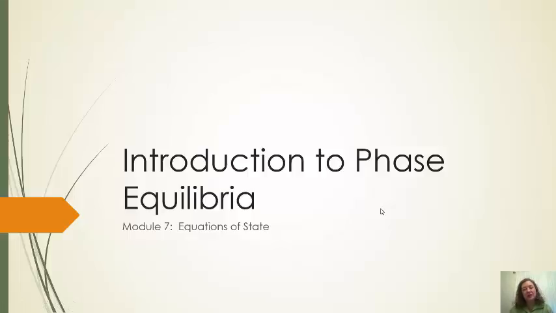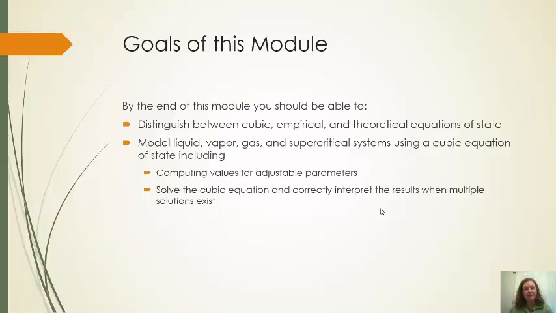Welcome to Module 7, talking about equations of state. Now, this should be the first material that you didn't really cover all that thoroughly in a general engineering thermodynamics course. Our goals here will be that by the end of this module, you ought to be able to distinguish between the three main categories of equations of state: cubic, empirical, and theoretical. And if you were given all of the information to solve one of those, you should be able to work with the equation.